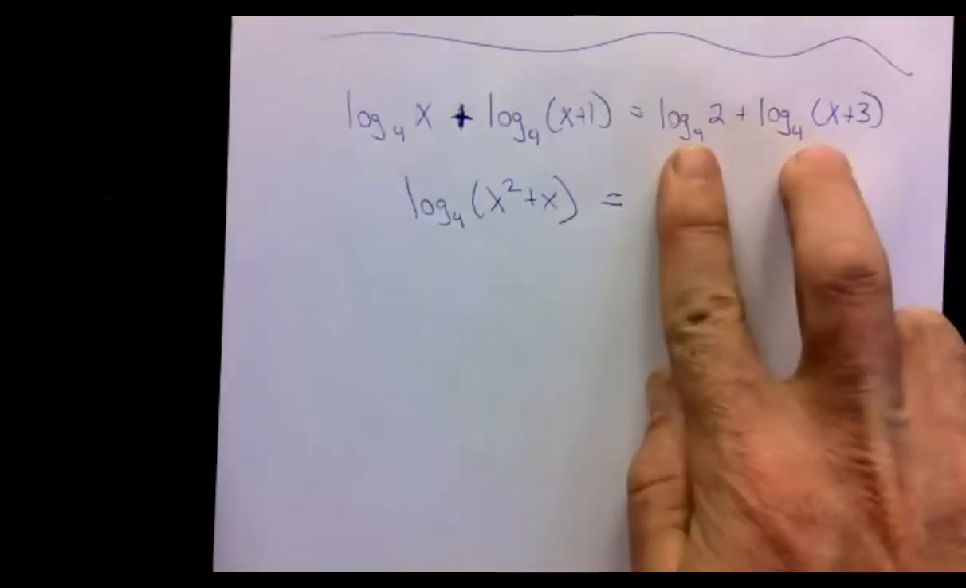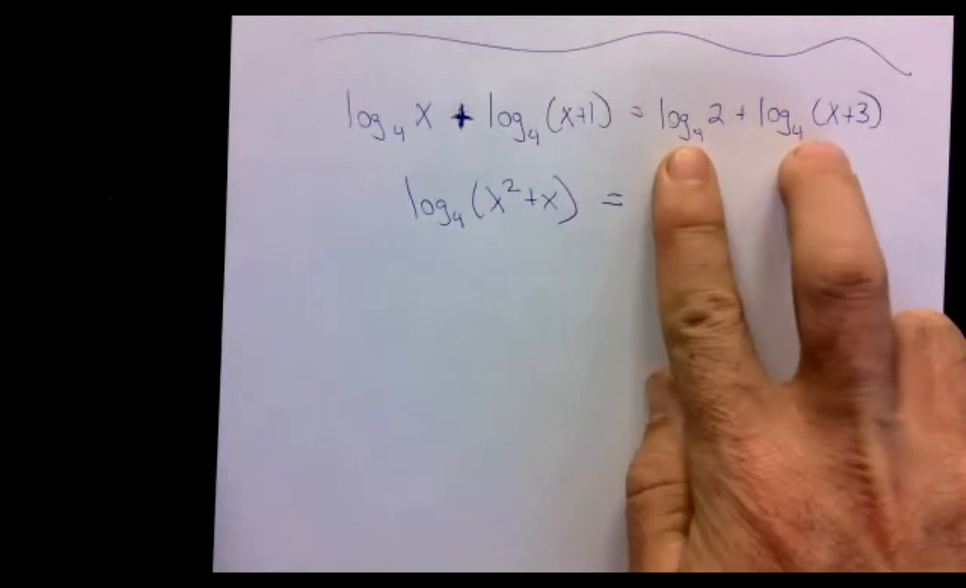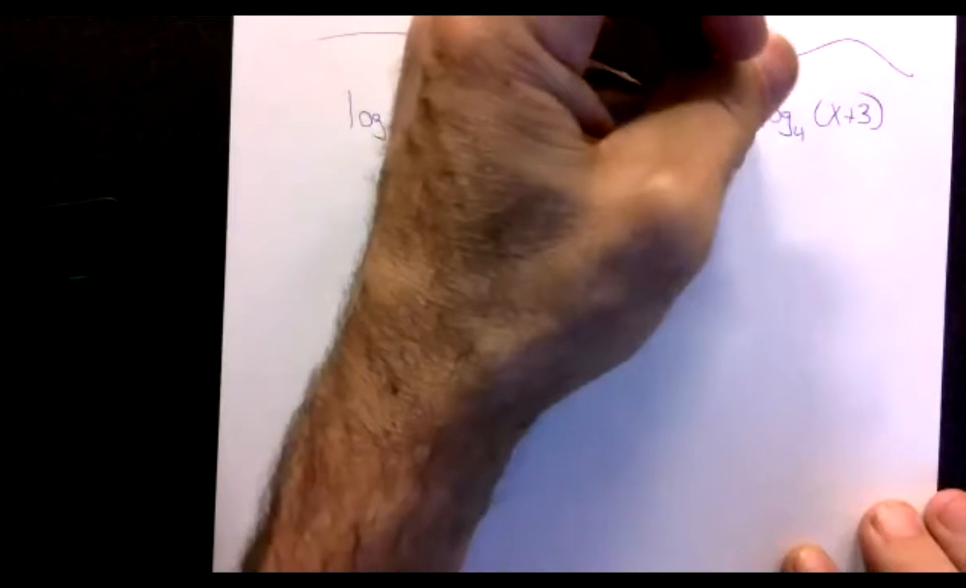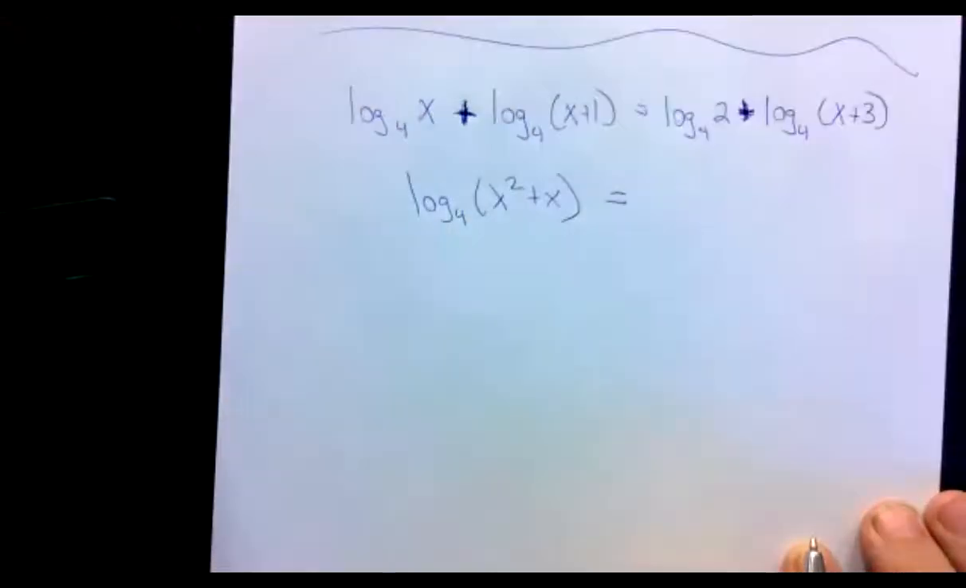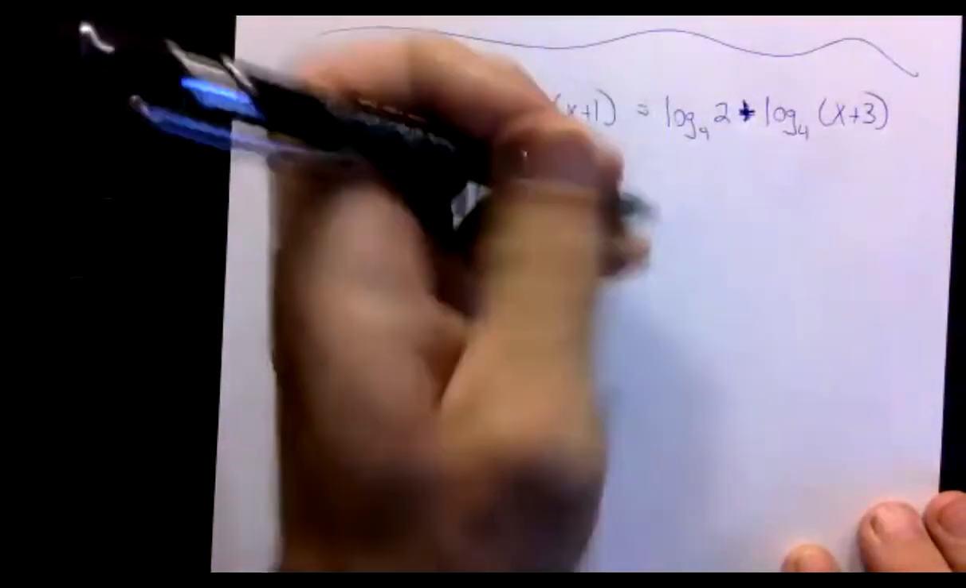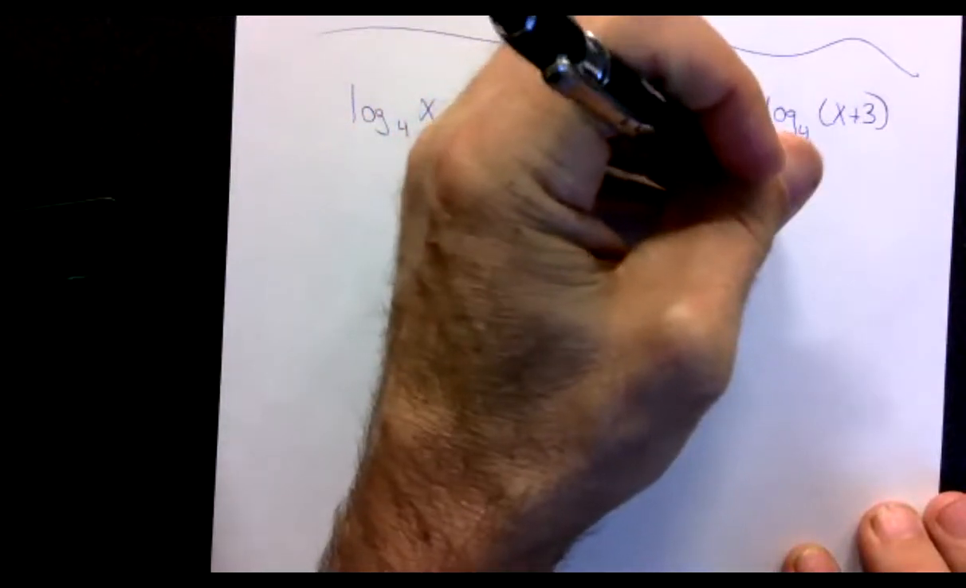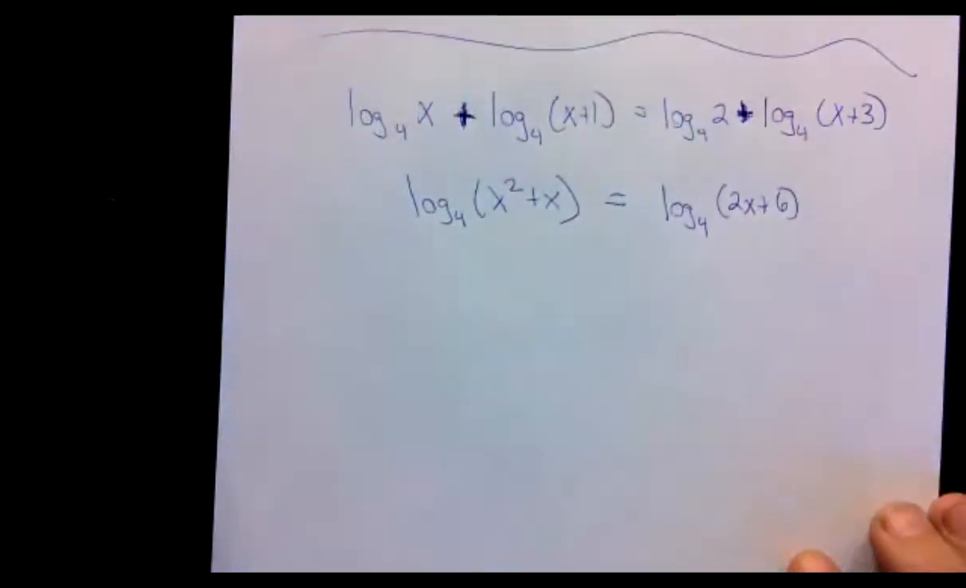Same here, we have 2 logs on this side. So we've got the log sub 4 of 2 and the log sub 4 of x plus 3. Again, addition becomes multiplication. So I'm going to go ahead and distribute, and I'm going to get the log sub 4 of 2x plus 6.